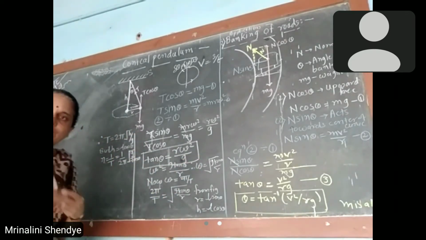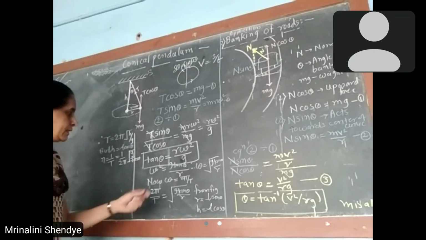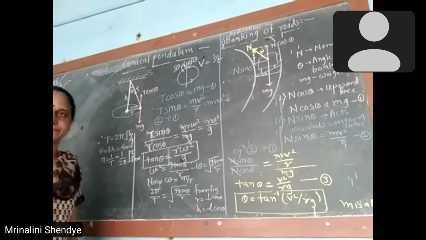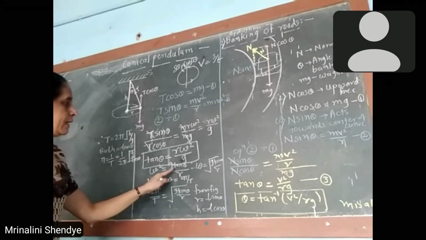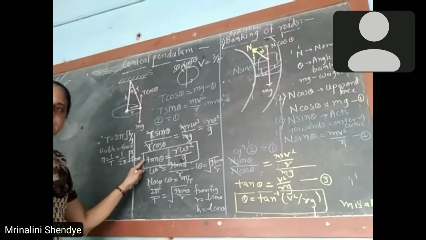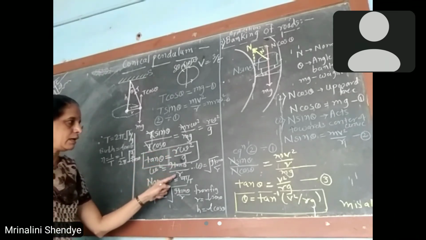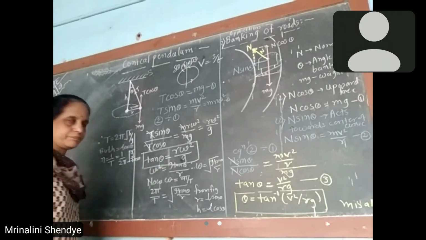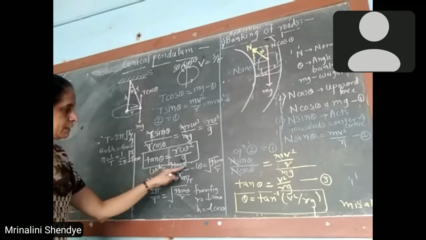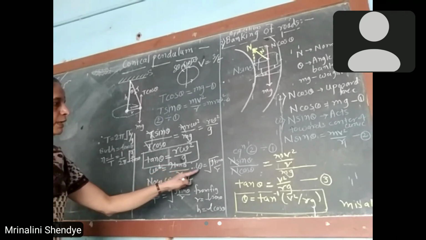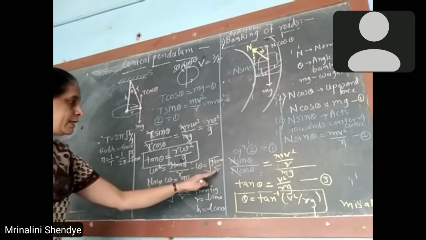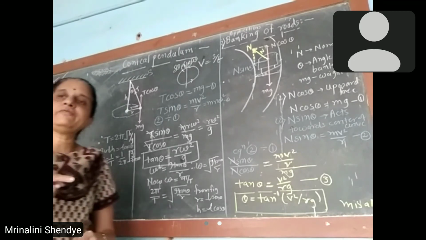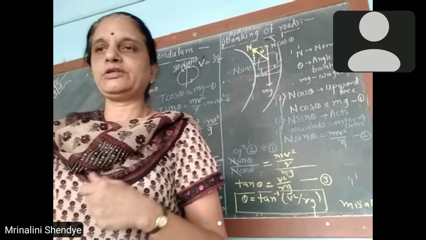If I want to find the angular velocity, then omega square is equal to g tan theta upon r, because I have shifted g here and divided by r, as I am writing the equation for omega square. Therefore omega is equal to the square root of g tan theta upon r. Now, from the revision point of view, this is the first point.